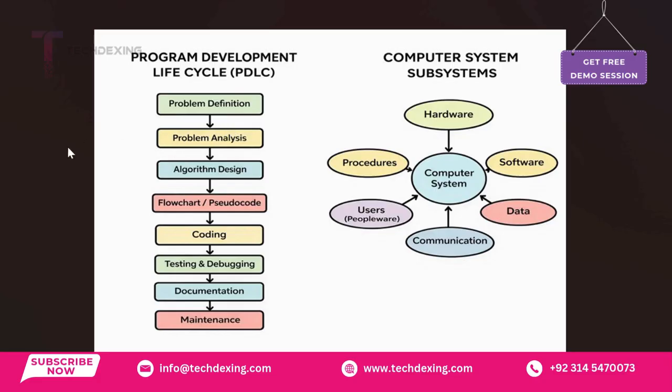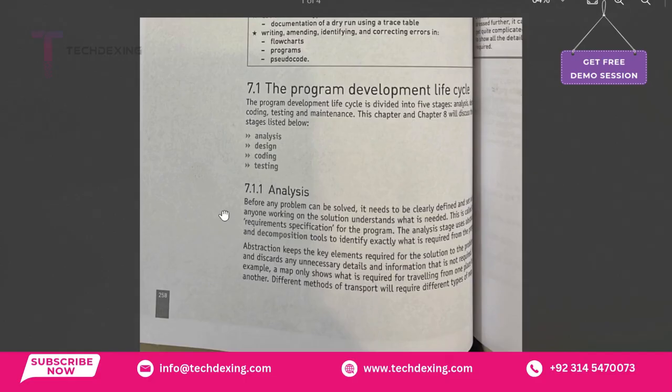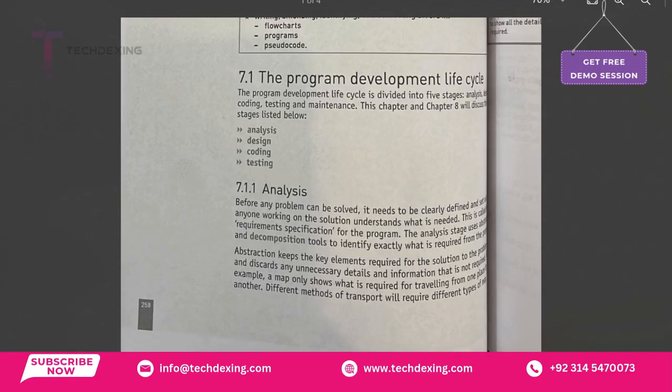Then basically what we have to do is the analysis of that problem. What your book says is that before any problem can be solved, it needs to be clearly defined. Since we also discussed this, the book is telling you about the definition of the problem: before solving anything, it needs to be clear what we are trying to solve, what the main problem is.